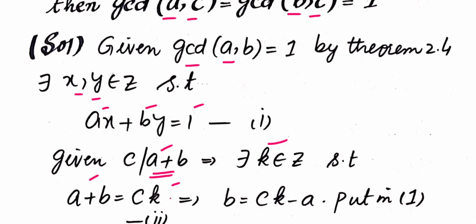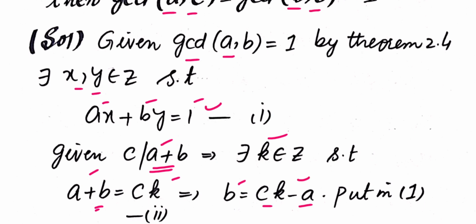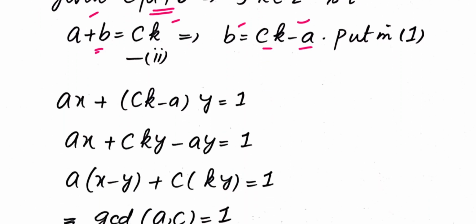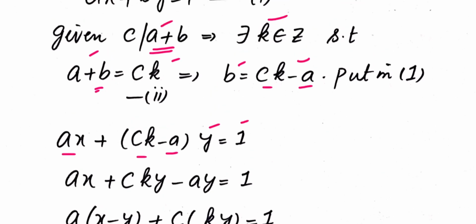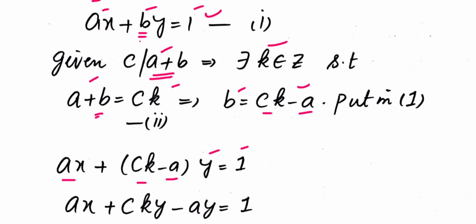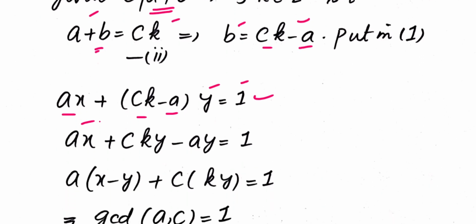Now from this equation, we will find the value of B. B can be written as Ck minus A. Substituting this value of B in equation number 1, equation number 1 totally becomes in terms of A. So this is equal to Ax plus (Ck minus A) into y is equal to 1. Substituting the value of B here. So after substitution, we obtain this equation. Now multiply y inside the brackets, we have Ax plus Cky minus Ay.